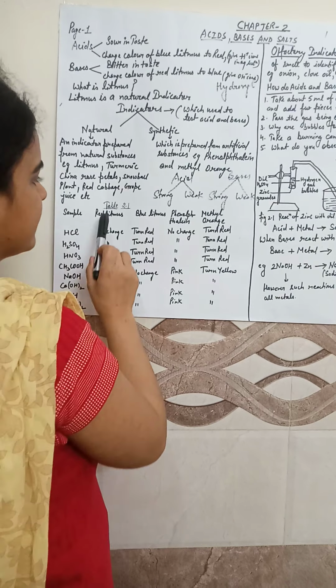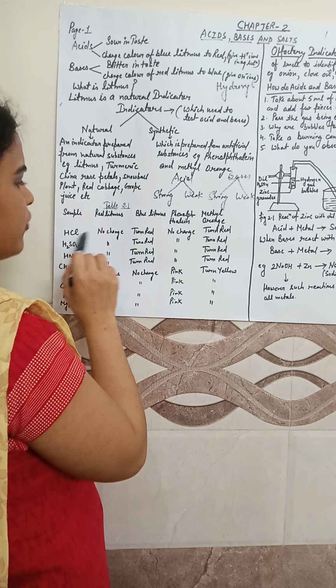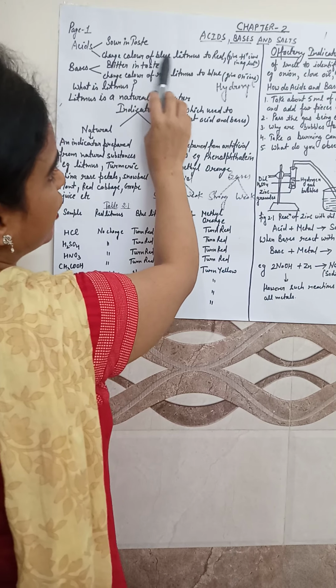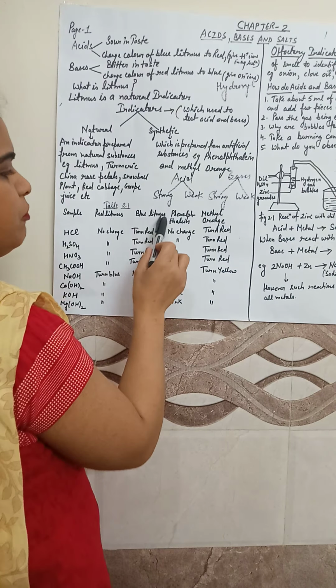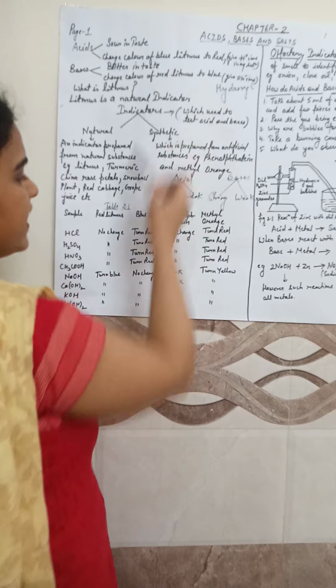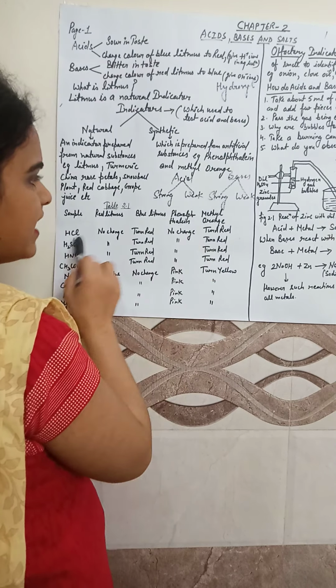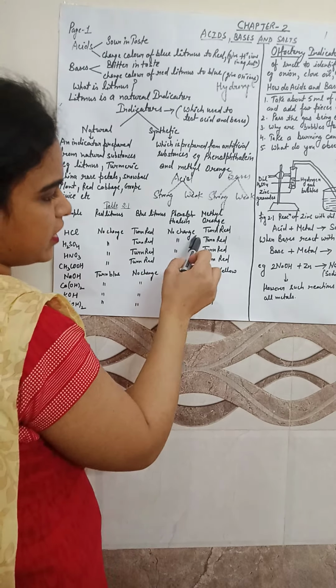Now when red litmus is added to HCl, it shows no change, because acids convert blue litmus to red, but on red litmus they have no effect. Similarly phenolphthalein in HCl, in acids, shows no color, no change.